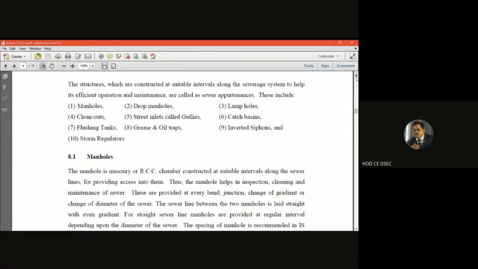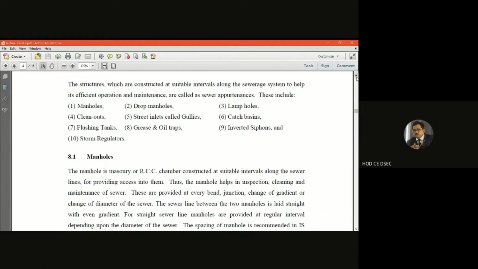So these are the systems in sewerage systems. That means these are constructed in a sewerage system with the basic objective of helping the efficient operation and maintenance, and they are called the sewer appurtenances.